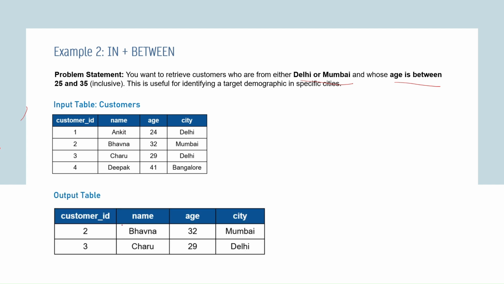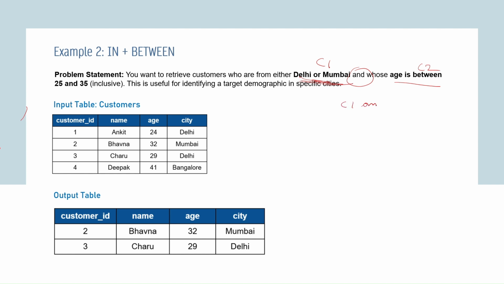Since it is clear that you want to retrieve the customers, that means you want to filter the customers. Here we are going to make use of the WHERE clause again, for customers who are from either Delhi or Mumbai. This is your condition 1, and whose age is between 25 and 35, and this is your condition number 2. And there is AND written over here. That means both of these conditions should be met, and based on that we are going to filter our customers.